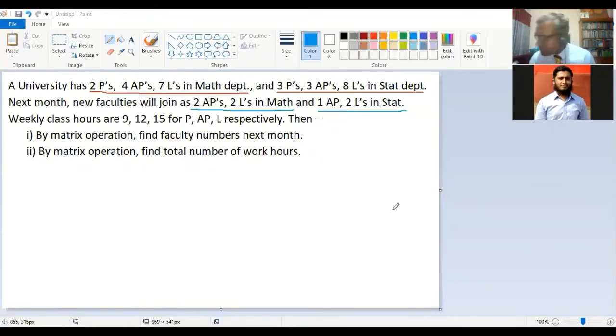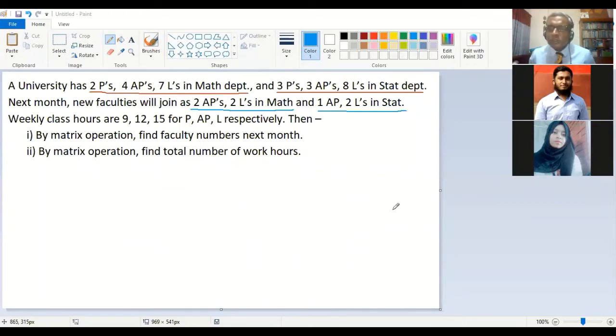So is that okay? Have you read it already? Yes, sir. What do you understand? Is it clear to you? Sir, can I say? Yes. Sir, like you said, the university has 2 professors, 4 assistant professors, and 7 lecturers in the math department, and. Yes, continue. Are you seeing more things?